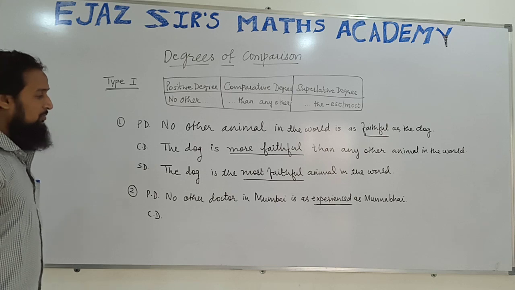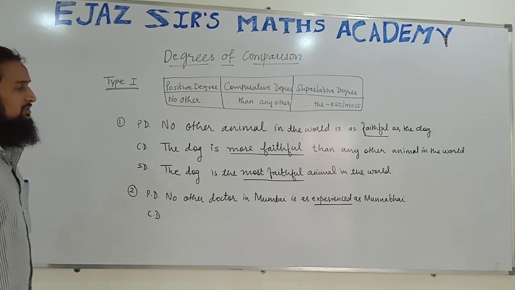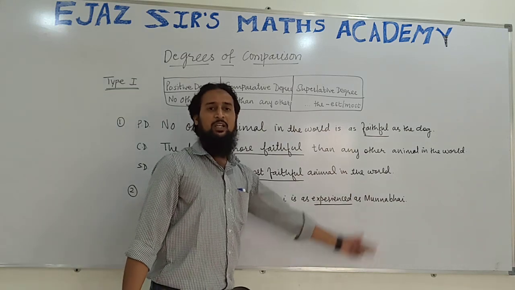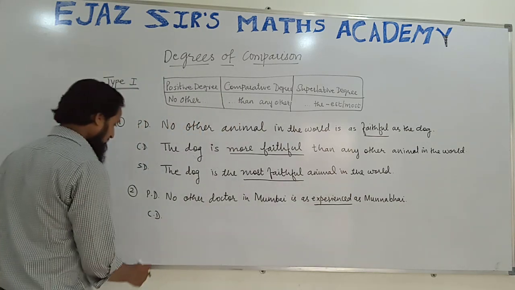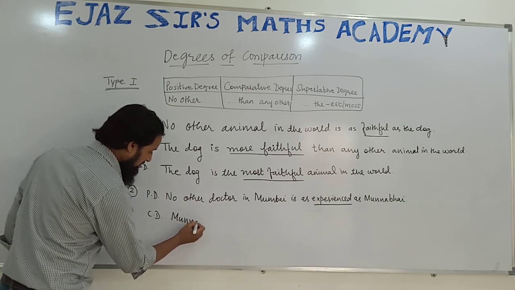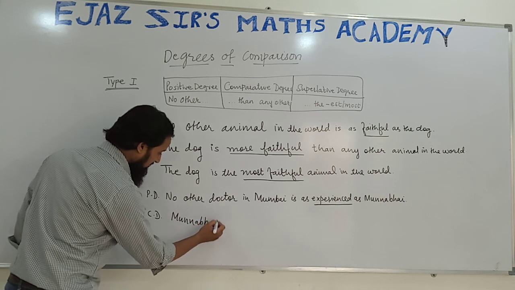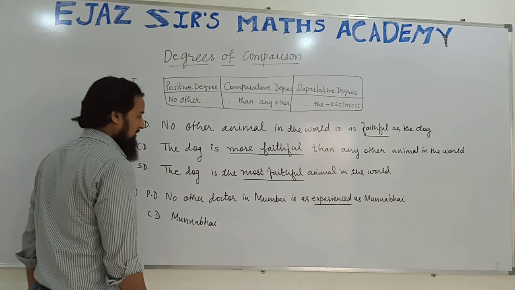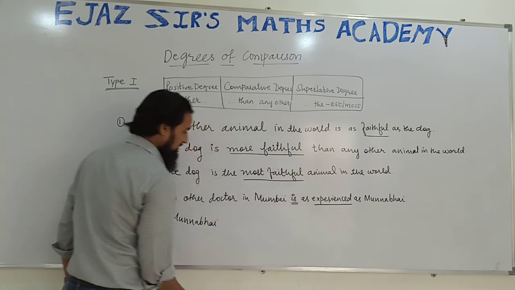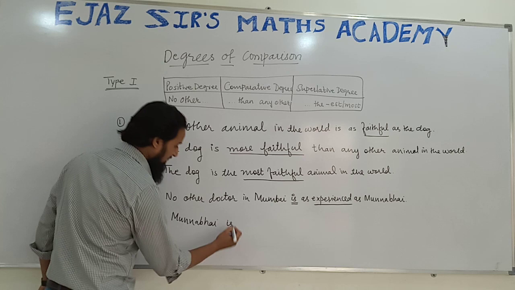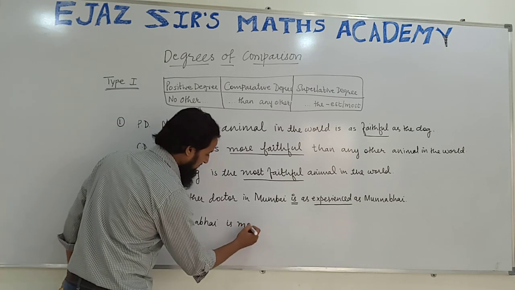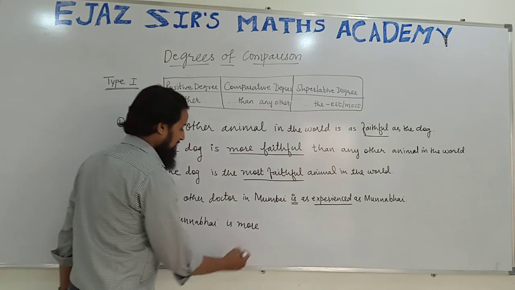No other doctor in Mumbai is as experienced as Munna Bhai. So there is no other doctor who is comparable to Munna Bhai in his experience. Comparative degree will be: the last word is brought first, Munna Bhai. We know Munna Bhai is singular and the question is asked in the present tense, so we will write is. Munna Bhai is. Now what is the comparative degree of experienced? It will be more experienced. Munna Bhai is more experienced.